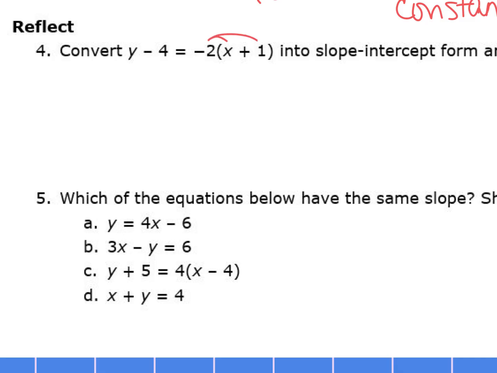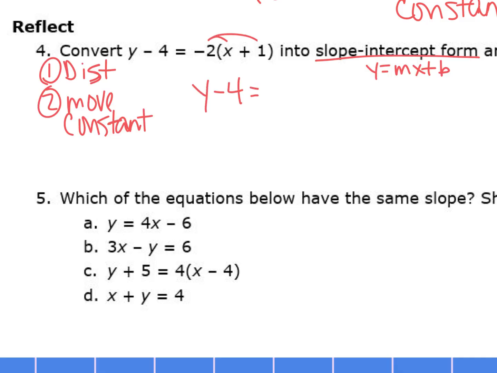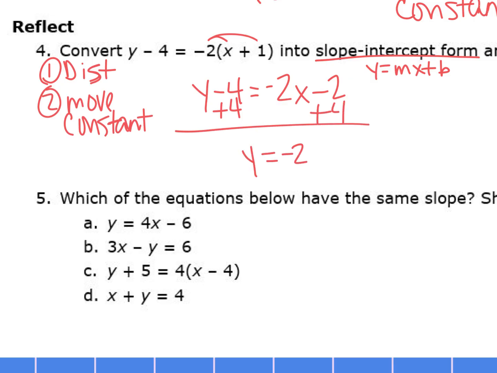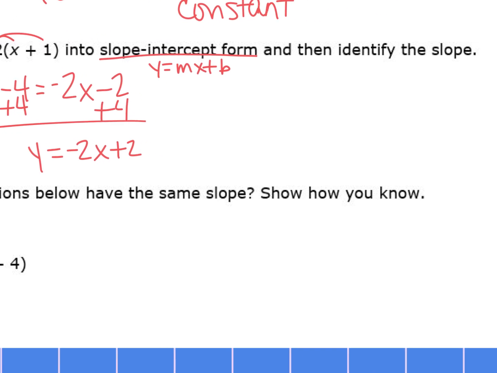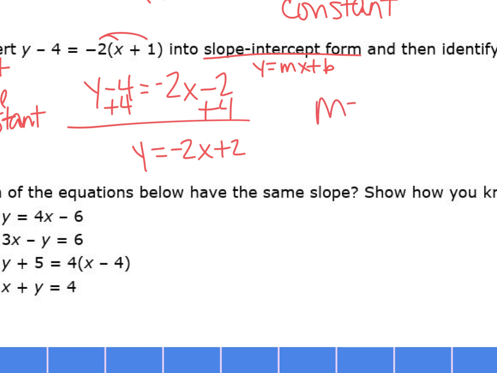Let's see. What do we get when we distribute? You should get negative 2x minus 2. Be very careful with your sign, yes? How do you move your constant? What is your constant? This constant is our 4, right? So then we get negative 2x plus 2. The question is, convert it to slope-intercept, which we did, and identify the slope. What's our m? 2x. Careful. Negative 2. Got to keep the sign. Is this line going up or down? Down. Very nice.